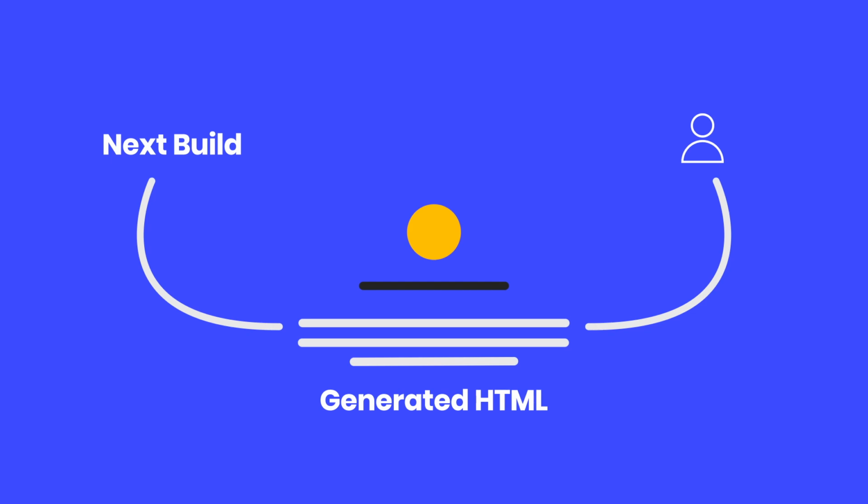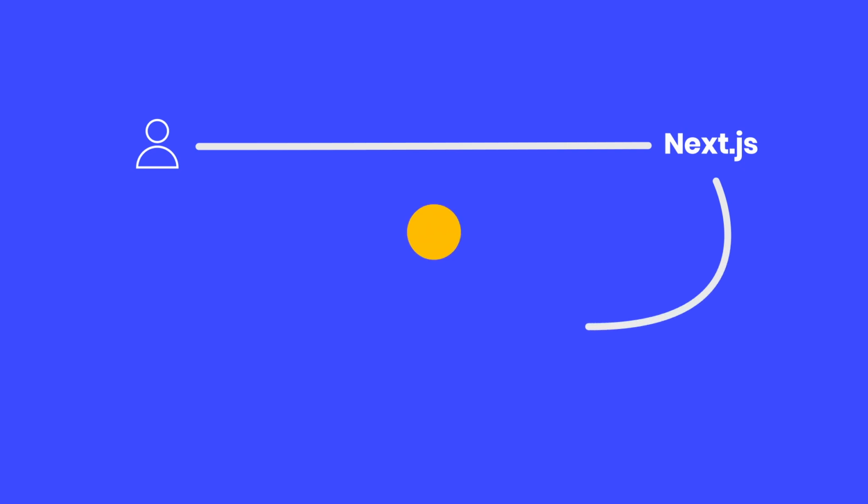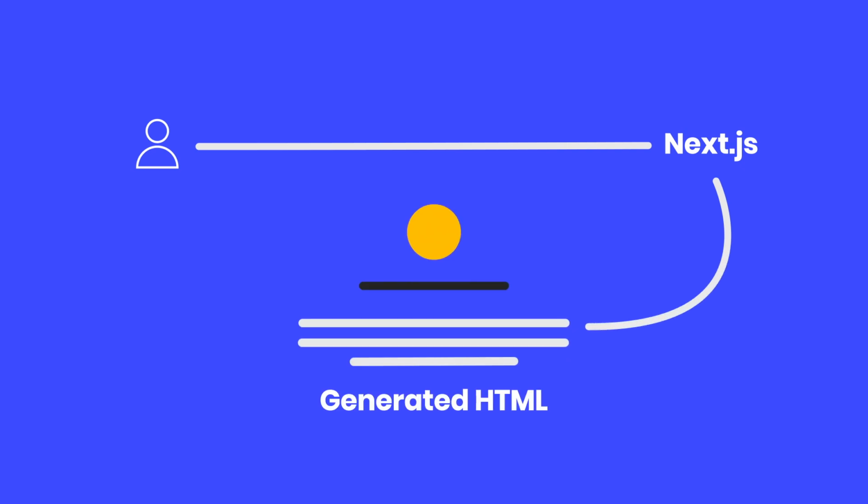On the other hand, we have server-side rendering. Server-side rendering is the pre-rendering method that generates the HTML on each request. So when you make a request, your request is handed over to Next.js, and then Next.js generates the HTML for the user and then serves that HTML to the requesting user. The same process will happen over and over again on every request.